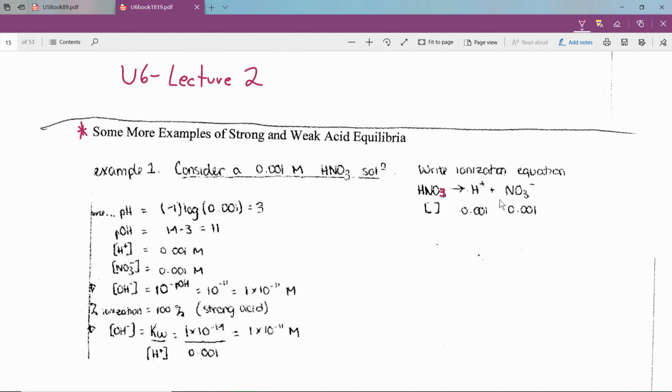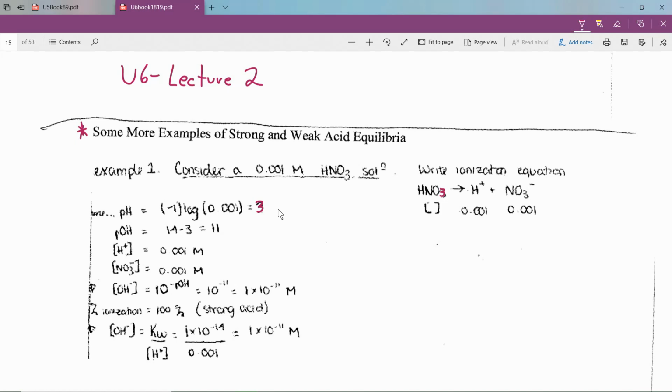So if you started with 0.001 molar of HNO3, you're going to get 0.001 molar of H+ and 0.001 molar of the nitrate. You don't use the nitrate for much after that, but it is just swimming around there. So to get the pH, it's -1 times the log of H+, and you get 3. Because 0.001 is 10 to the minus 3, the log of 10 to the minus 3 is -3.